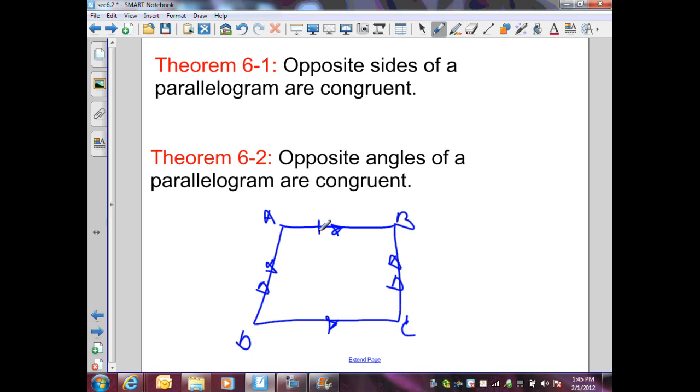Therefore, segment AB is congruent to segment DC. Segment AD is congruent to segment BC. That does not mean that all four sides are congruent, just the opposite sides are congruent. Theorem 6.2. Opposite angles of the parallelogram are congruent. Therefore, I know that angle D is congruent to angle B. Angle A is congruent to angle C. Again, not that all the angles are congruent, just the opposite angles.